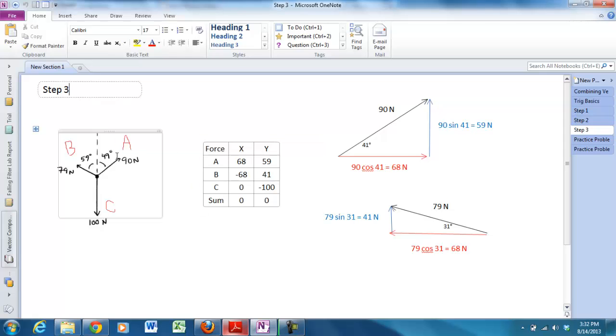The A and B forces, the 79 and the 90, we can't add together when they're at those angles. So the whole point of using trig to put these into components is to make it easier so that we can add these up. So we see that the sum is 0, which is what we expected, that all of these forces balance each other.